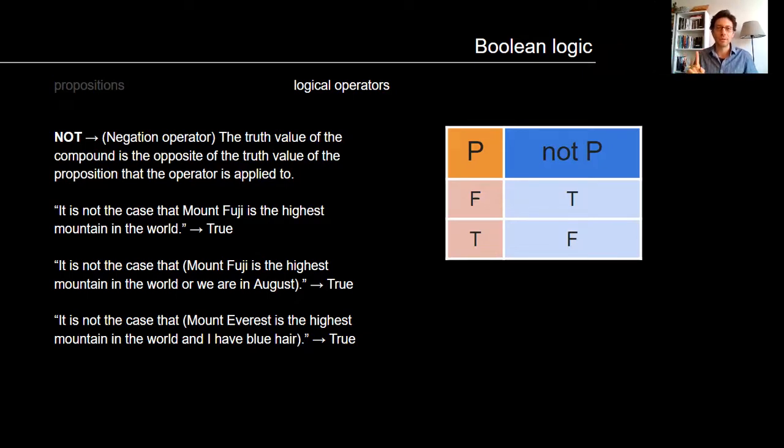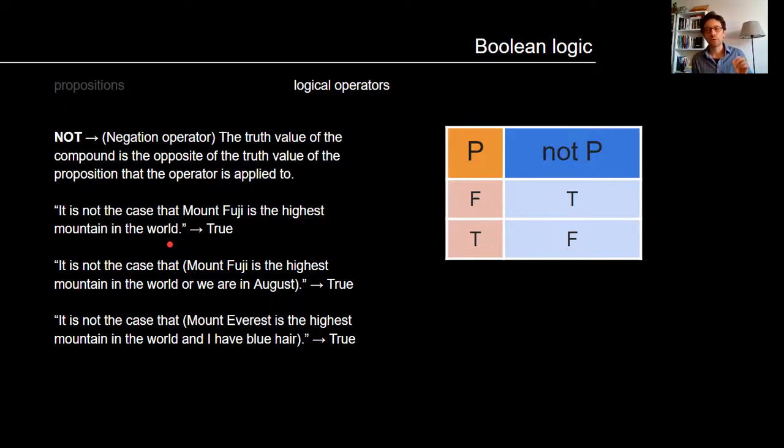Here you apply not to only one proposition: not P, not Q, or not Y, not Z, whatever. So, okay, let me just read these examples here. Look at the first example. It's not the case that Mount Fuji is the highest mountain in the world.